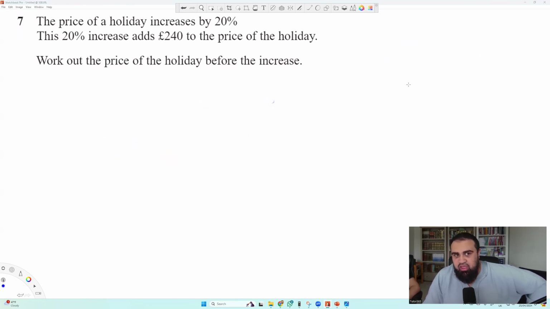The price of a holiday increased by 20%. This 20% increase adds 240 pounds to the price of the holiday. I thought that was the final price. Do you know what I mean? Yeah. That was completely wrong. So work out the price.